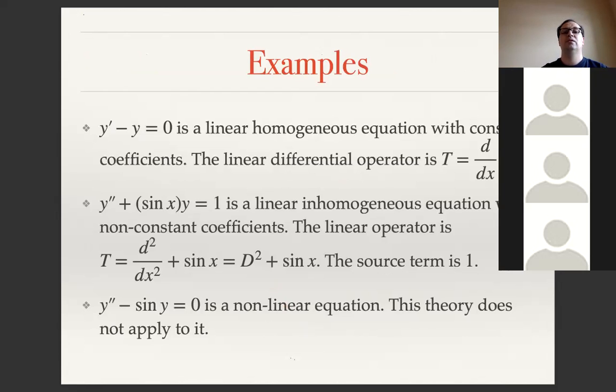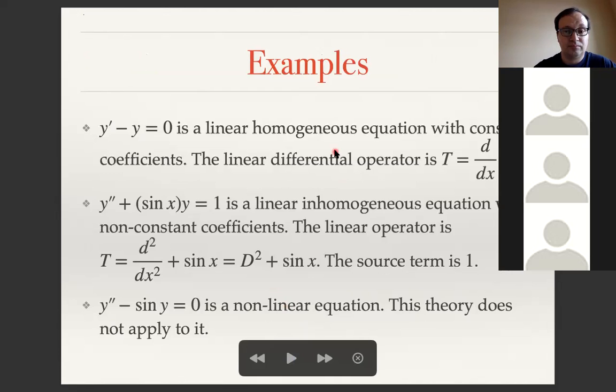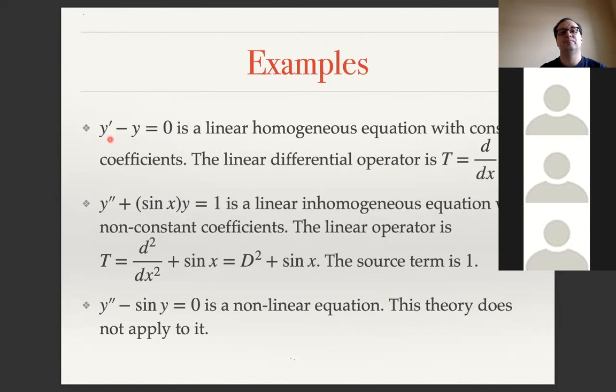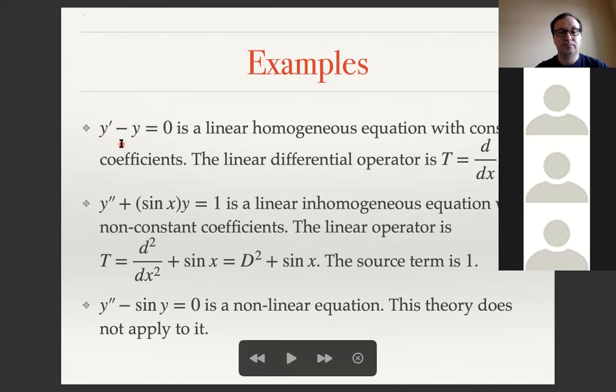Okay, so a couple more examples here. Probably we should solve some of them. Not all are equally easy to solve, so I just wanted to give them as examples. y' - y = 0 is a linear homogeneous equation with constant coefficients. I guess we can add to it that it is first order and autonomous. The linear operator that appears in the equation is the derivative minus 1, which can be written as d/dx - 1, or could also have been written as capital D - 1.